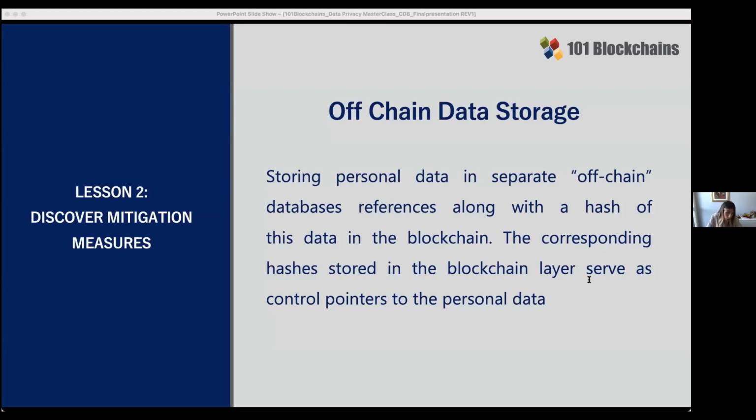This off-chain storage would also enable the rectification and the erasure of personal data stored off-chain in an appropriate database, and so will allow compatibility with two of the fundamental data subject rights, the right to amendment and the right to erasure. So the first solution would be to store personal data outside the blockchain. And this is probably the simplest way to prevent data from being shared on the blockchain. It's probably the easiest way.